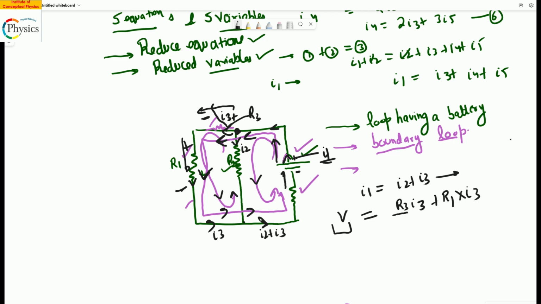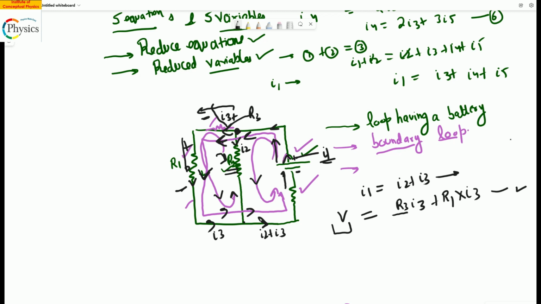Let's look into this particular one, right? This is R2. So the loop is in the, so R2 is not included in this. R2 is in the left loop. So I hope this particular KVL, the loop which we considered, the external loop, is clear to you.